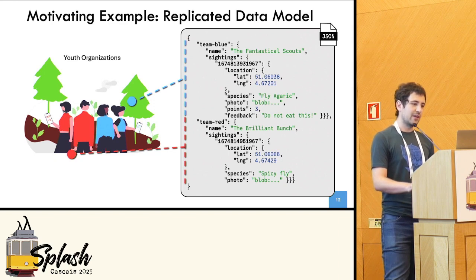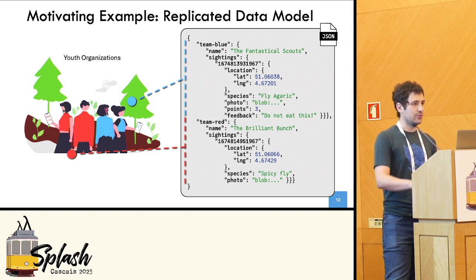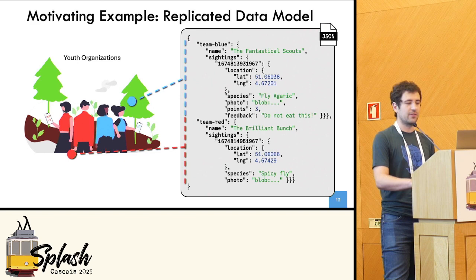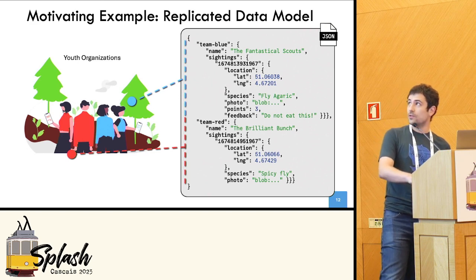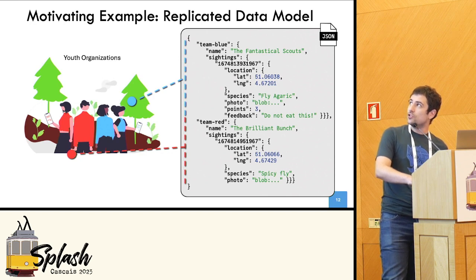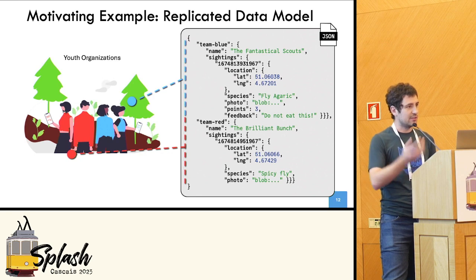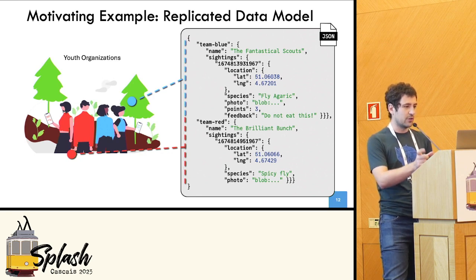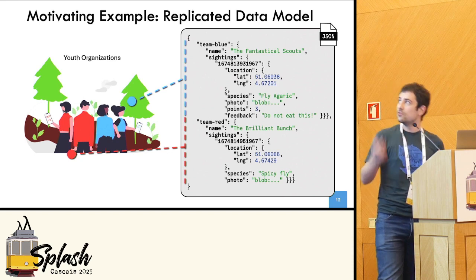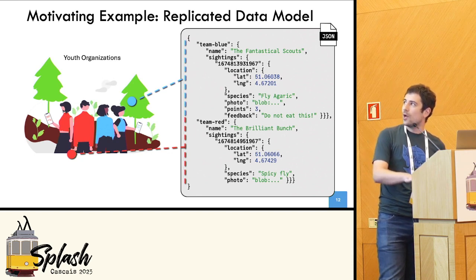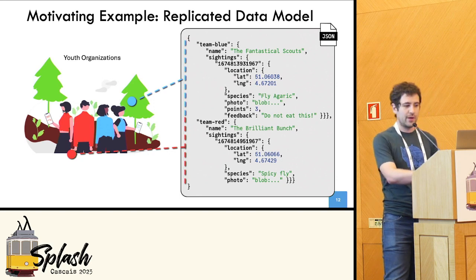On a technical level, the company may choose to use replicated data types and store their application state in a big JSON object. For example, this object with the data of team blue at the top and team red at the bottom. Each team has some data like a name and some sightings. Each sighting is tagged with a key that is a large number, a Unix timestamp. It has some locations, species, photo, and perhaps some points and feedback awarded by a biologist.